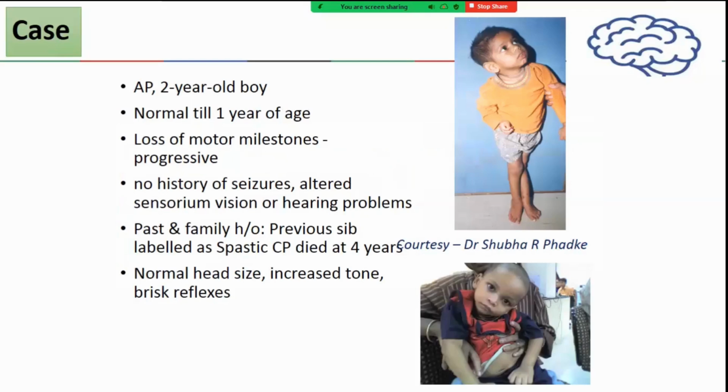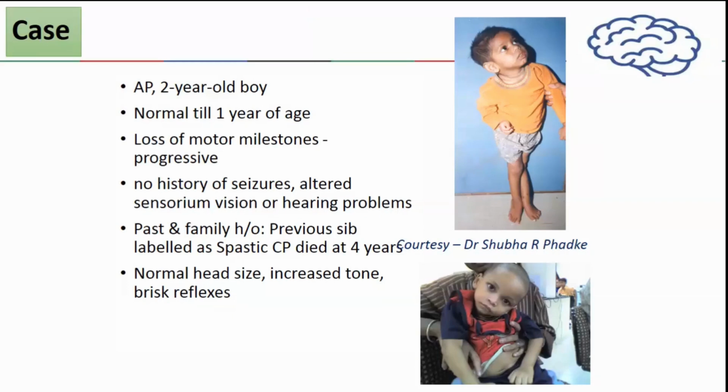I always keep this scenario, and these pictures I have taken from Shubha because it's a very typical case. This case, in fact, I use almost everywhere, which I took from her long back. So this is a child who was 2 years old, who was normal till 1 year of age, and then he had loss of motor milestones, which was progressive. There was no history of seizures, altered sensorium, vision, or hearing problems. In the past and family history, one previous child had died, and he was labeled as spastic cerebral palsy. The child had a normal head size, cognition was normal, and there were increased tone and reflexes in this particular child. So would you think of something other than cerebral palsy here?